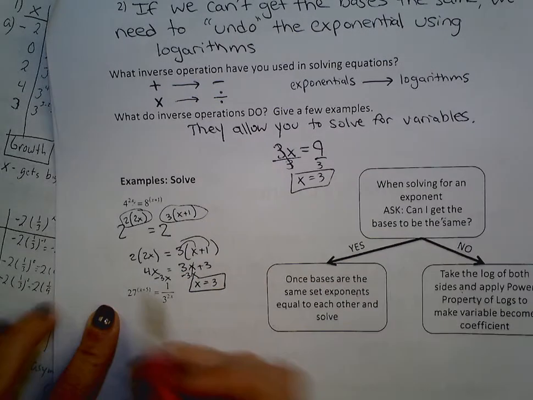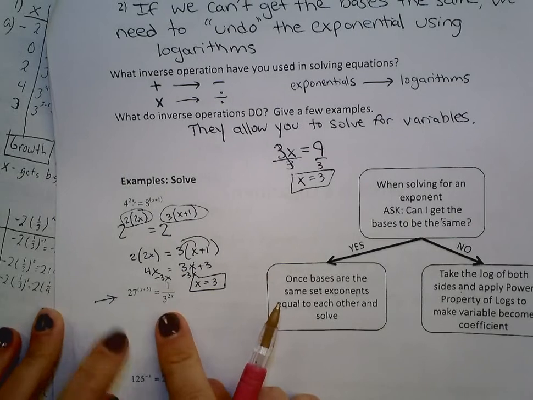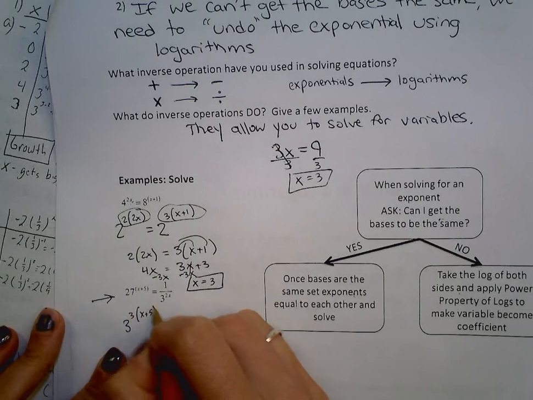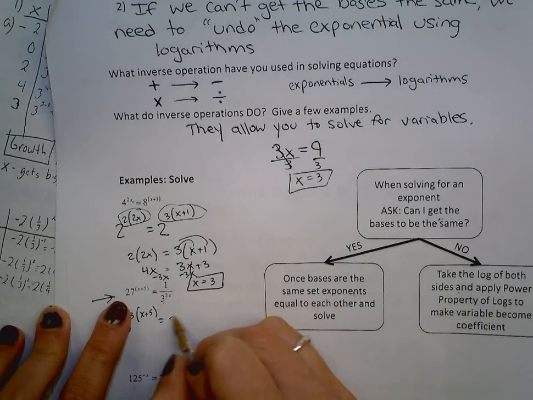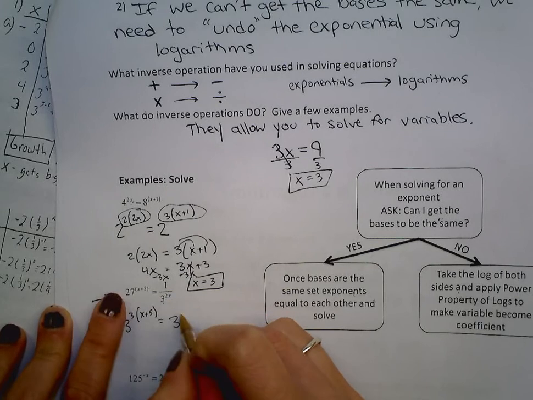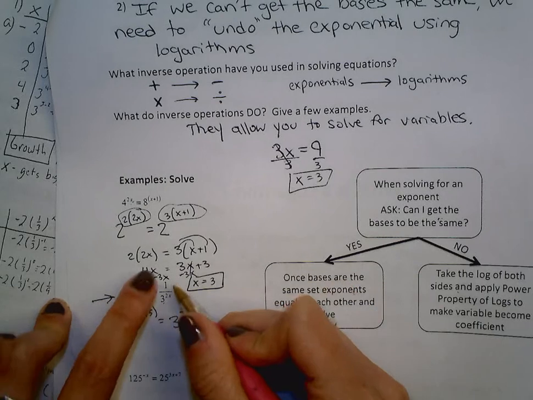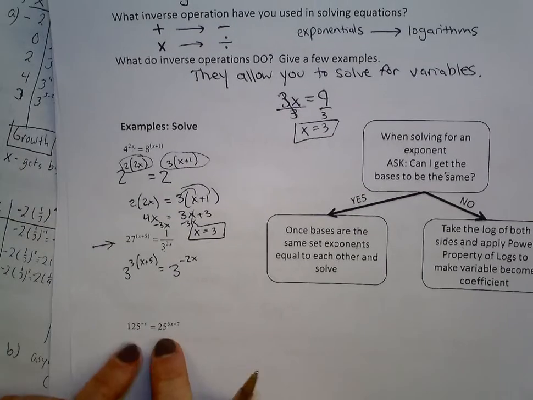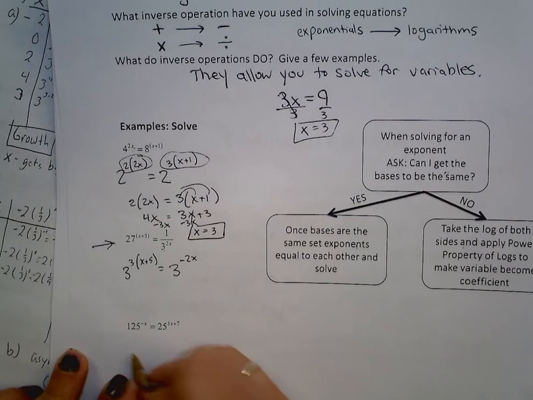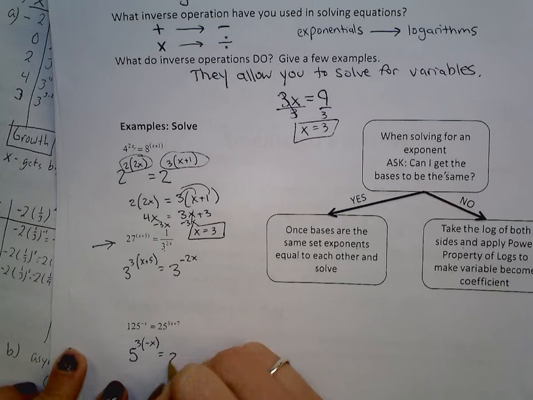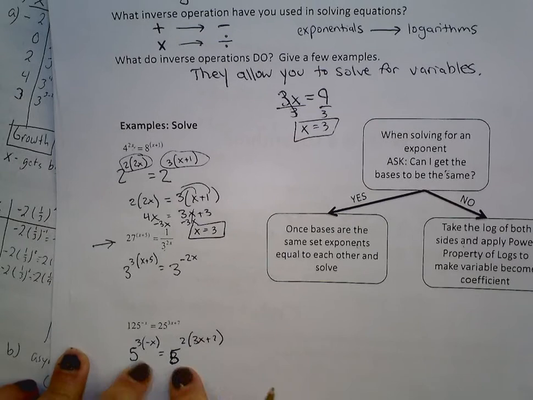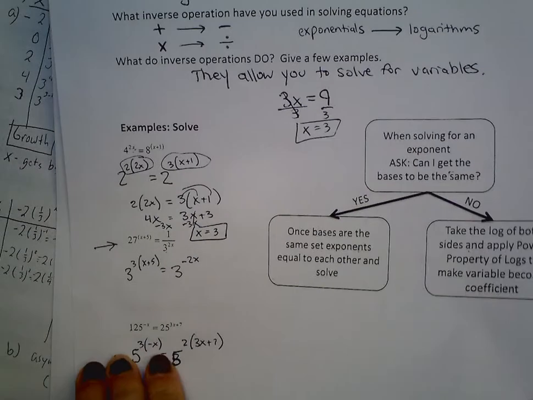You guys can try this one on your own. This one, you can get the bases the same. Start this one. 27 is 3 to the third power. And this 3, if I want to get it on top, I can make this 2x, which is on the denominator, a negative 2x if I want to flip it to the top. Now my bases are the same. Set your exponents equal to each other. Finish that one for homework. This one, I can get my bases the same. My bases are going to be 5, because 125 is 5 to the third power. 25 is 5 to the second power. Now my bases are the same. Set my exponents equal to each other. Finish this one for homework.